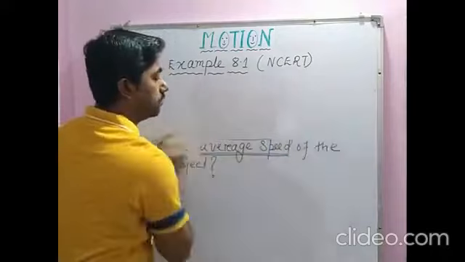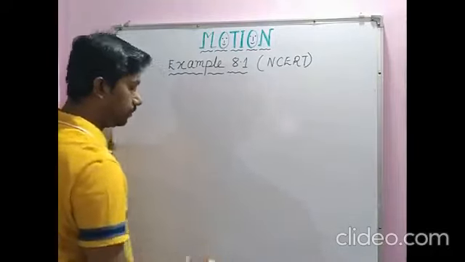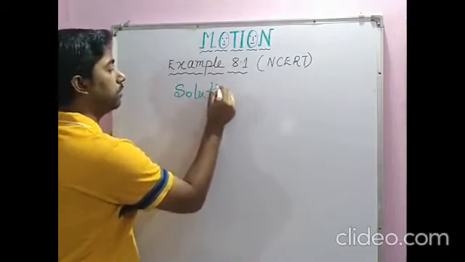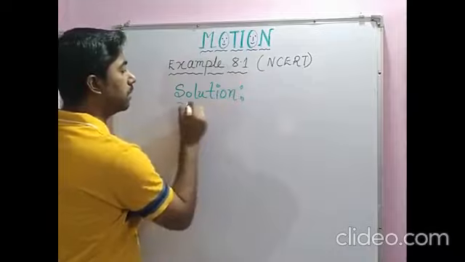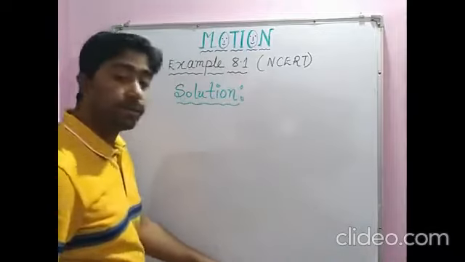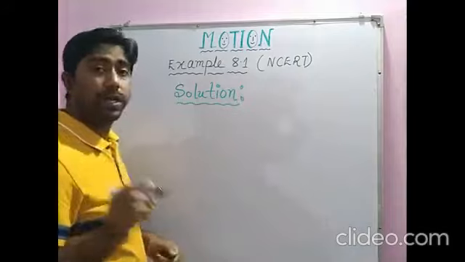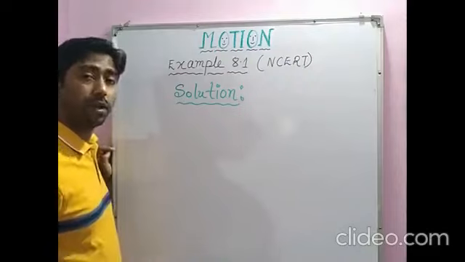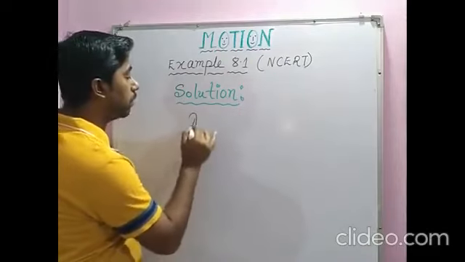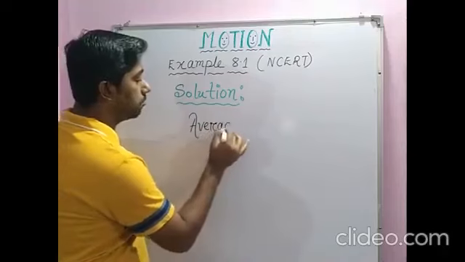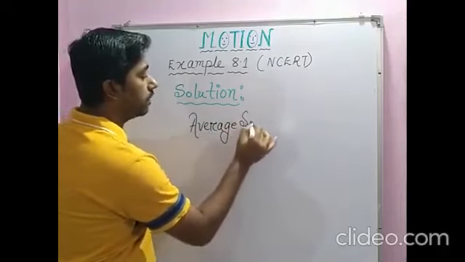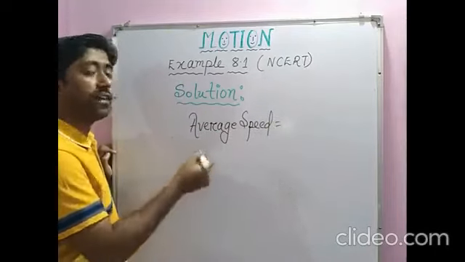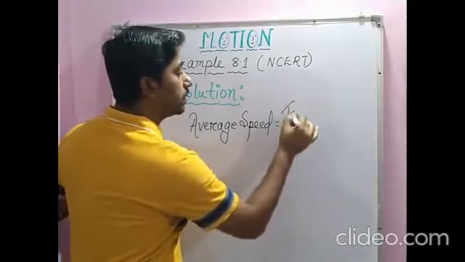Now let us solve it. So this is how you will solve the question. So this is your solution. Now we are required to find average speed. Since we are required to find average speed, first you have to recall what was the formula for average speed. If you recall the formula, average speed is equal to, if you go back, you will see that average speed is equal to total distance.